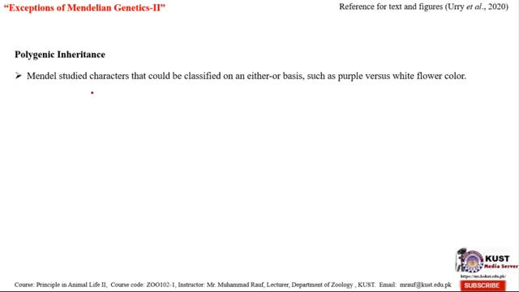Now, Mendel studied characters that could be classified on an either-or basis. That is, only two variations in the phenotype are possible. In Mendel's case, flower color was either purple or white, flower position axial or terminal, plant height tall or dwarf, seed color yellow or green, seed shape wrinkled or round. There were no intermediates. There were only two distinct phenotypic expressions of a trait.